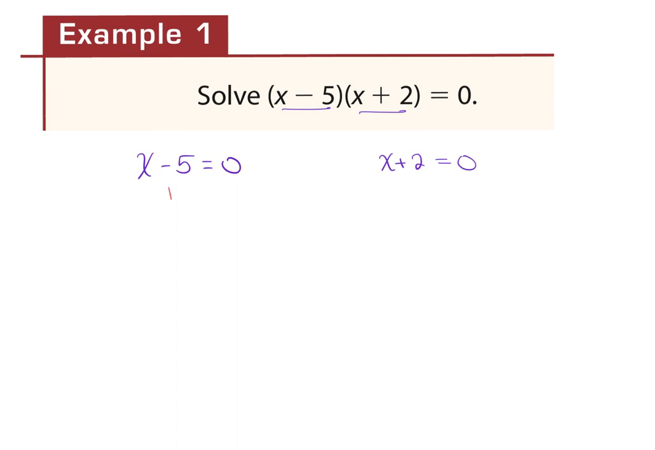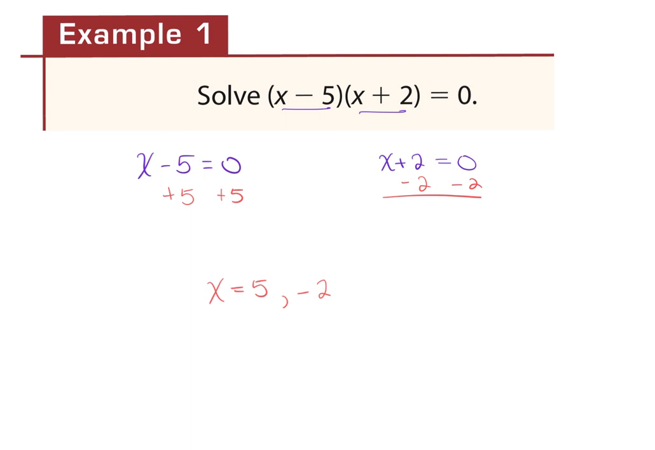This first one, I would just add my 5 to both sides. So x could potentially be positive 5. For this one, I would subtract my 2 from both sides. So x could also be negative 2. Those are my two options here: positive 5, negative 2. This is solving by factoring. This one's already factored, so I don't have to worry about changing it. It's already in factored form.